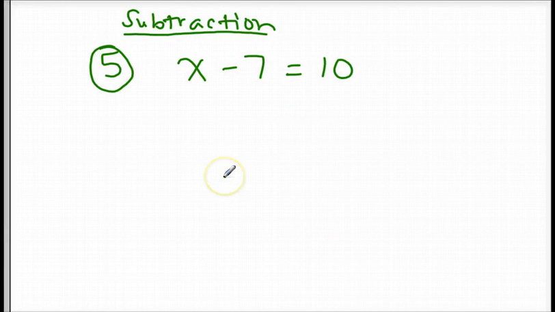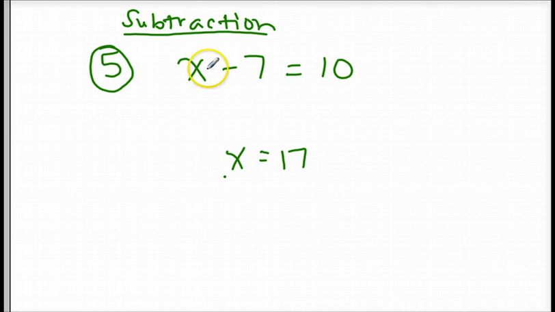We have x minus 7 equals 10. And you might be thinking, I know exactly what this is. What minus 7 is going to equal 10? You might be thinking x equals 17. I'm going to encourage you not to do that because our equations are going to get more and more difficult. You do need to know this process.